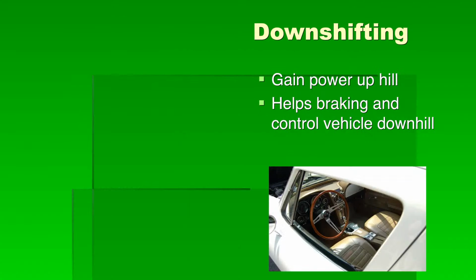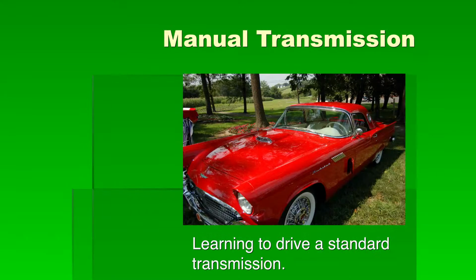So let me get back to the first slide here. Learning to drive a standard transmission or a manual transmission. The only difference between what we have in our vehicles right now, being an automatic transmission, and a manual is that an automatic takes you from gear to gear, speed to speed, depending on how much acceleration you're applying to the gas pedal. So it's done automatically for you.